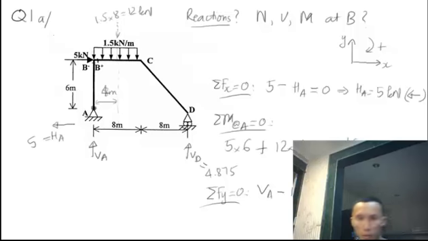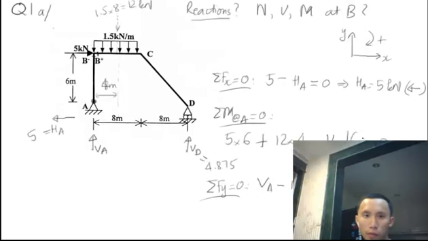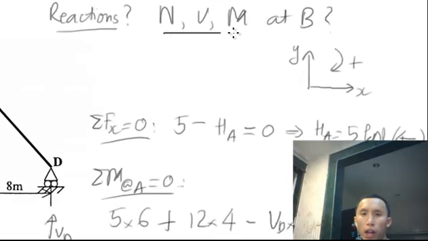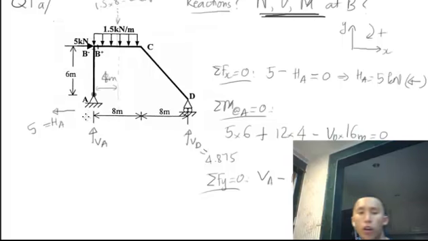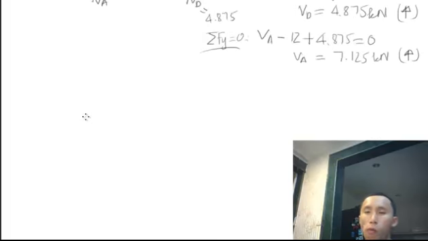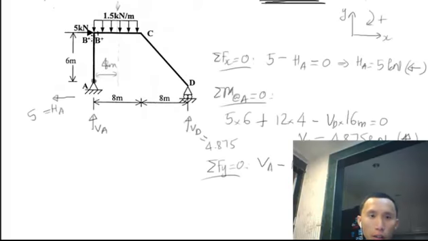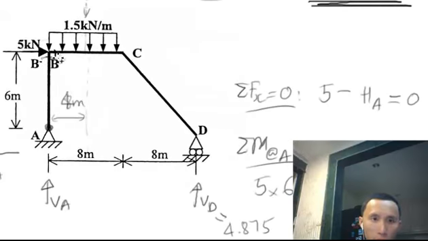Now that's the first part of the question. Next, they ask you to find N, V, M at B. You see here at B, we have B negative and B positive. B positive is from this one to the right, and B negative is from this cut, going to the left. Let me show you. I will take a cut. For B negative, I make a cut right here.